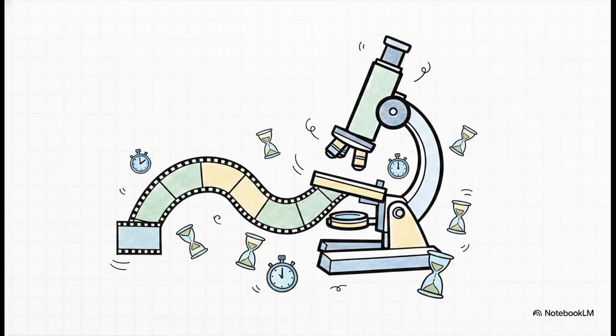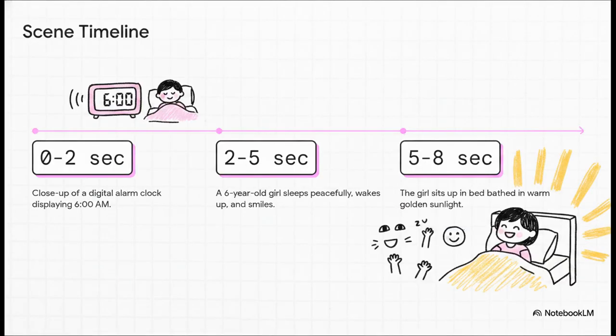Next up, the timeline of action. Let's map out exactly how this narrative unfolds. Here is the exact breakdown, second by precious second. From 0 to 2 seconds, we open on a tight close-up of a bedside digital alarm clock. It reads 6 a.m., buzzing softly. Then, from 2 to 5 seconds, the scene shifts to a cozy bedroom. A 6-year-old girl is sleeping peacefully under a soft blanket. Her eyes open, she stretches naturally, rubs her eyes, and smiles. And finally, from 5 to 8 seconds, she sits right up in bed absolutely bathed in warm sunlight, smiling cheerfully.